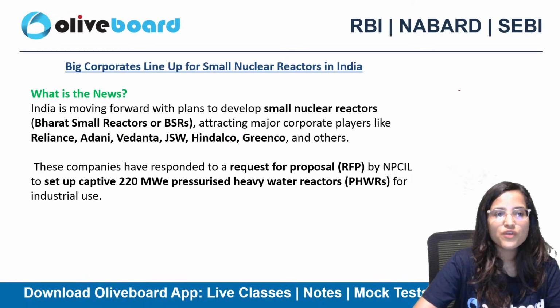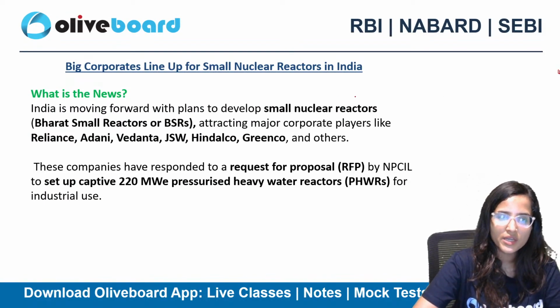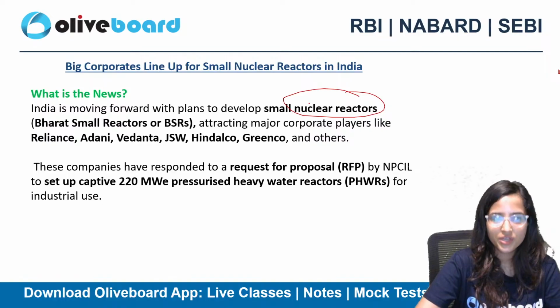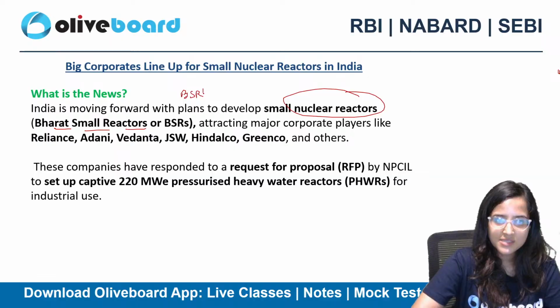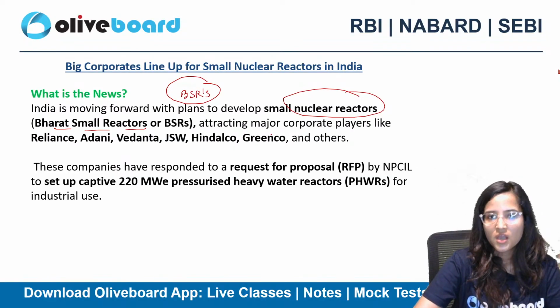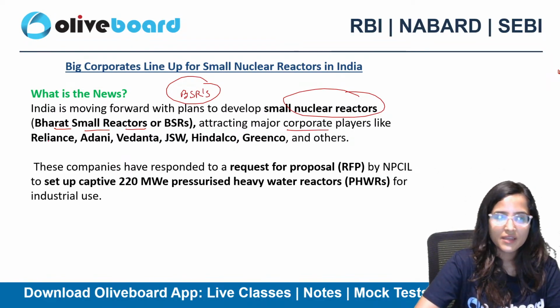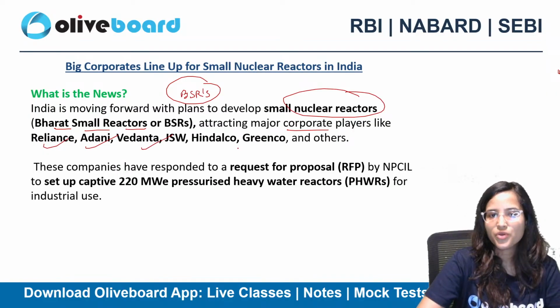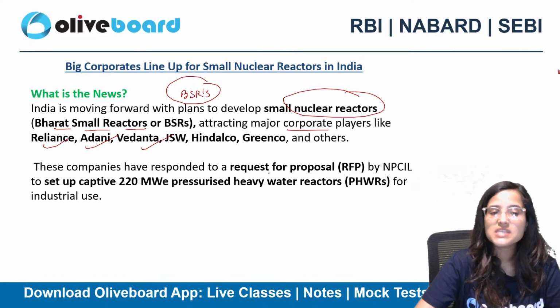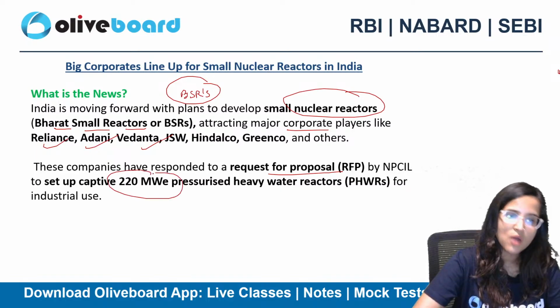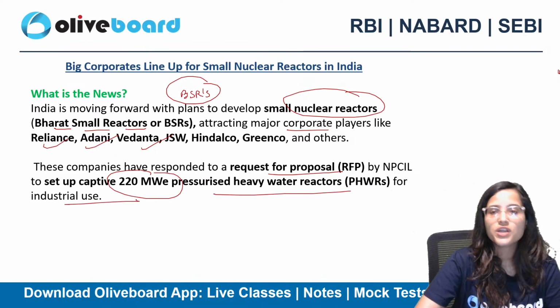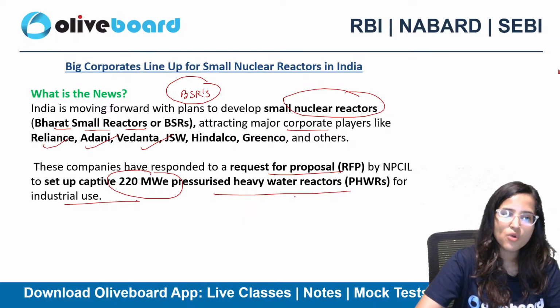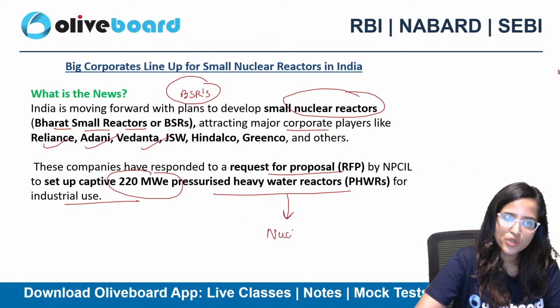ठीक है, so India is moving forward with plans to develop small nuclear reactors. India wants to develop these small nuclear reactors called Bharat Small Reactors or BSRs. BSRs क्या है? Bharat Small Reactors, which are going to attract major corporate players like Reliance, Adani, Vedanta, JSW, Hindalco, Greenko, and others. ठीक है, so these companies have responded to a request for proposal by NPCIL to set up captive 220 megawatt pressurized heavy water reactors for industrial use. तो ये जो pressurized heavy water reactors हैं, these are utilized in order to produce nuclear energy.